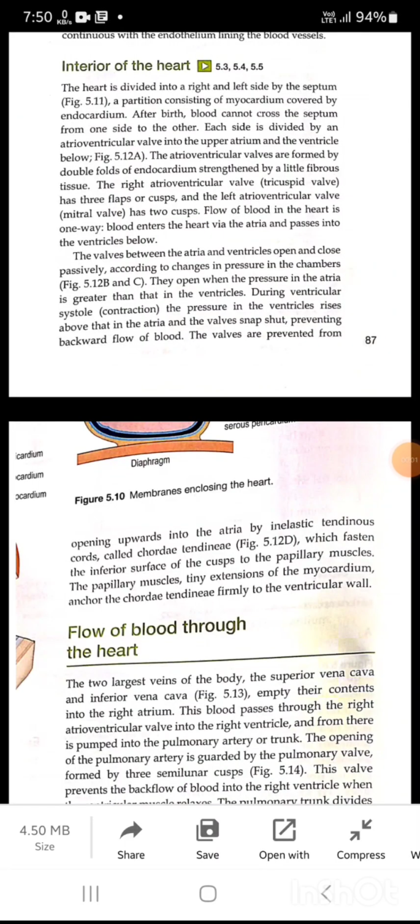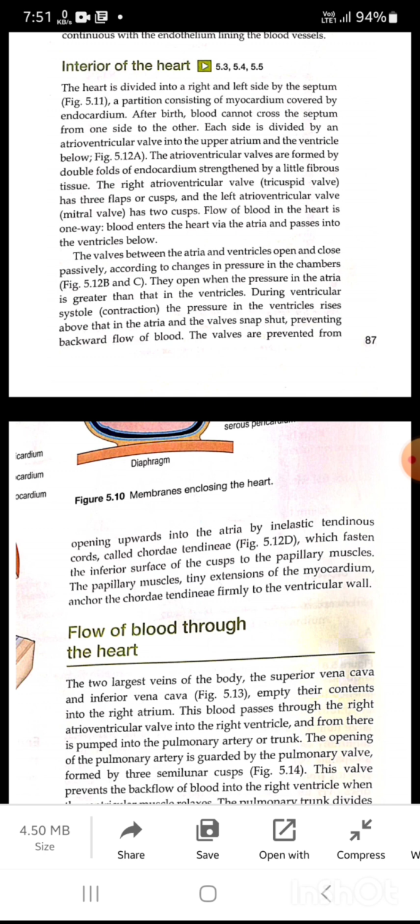The valves between the atria and ventricles open and close passively according to changes in pressure in the chambers. They open when the pressure in the atria is greater than that in the ventricles. During ventricular systole, or contraction, the pressure in the ventricle rises above that in the atria and the valves snap shut. Snap shut means close, preventing backward flow of the blood.